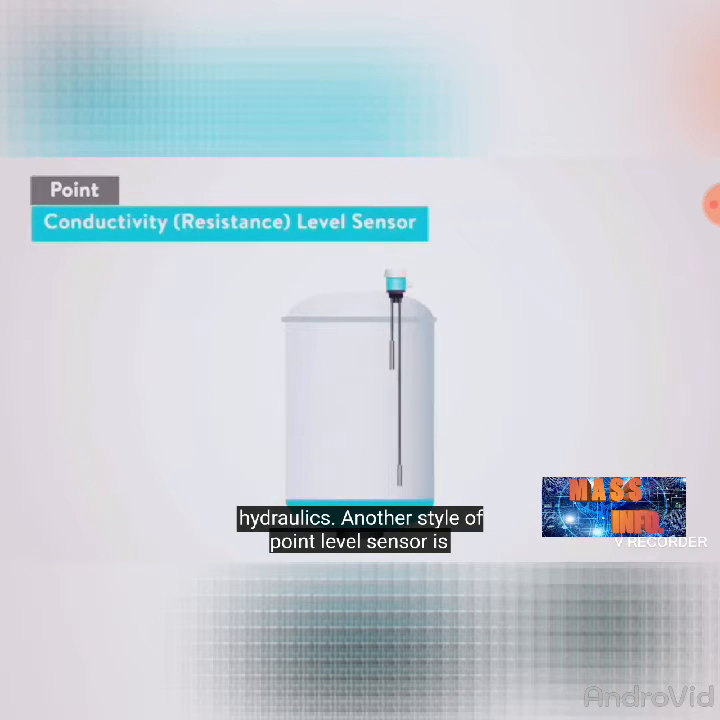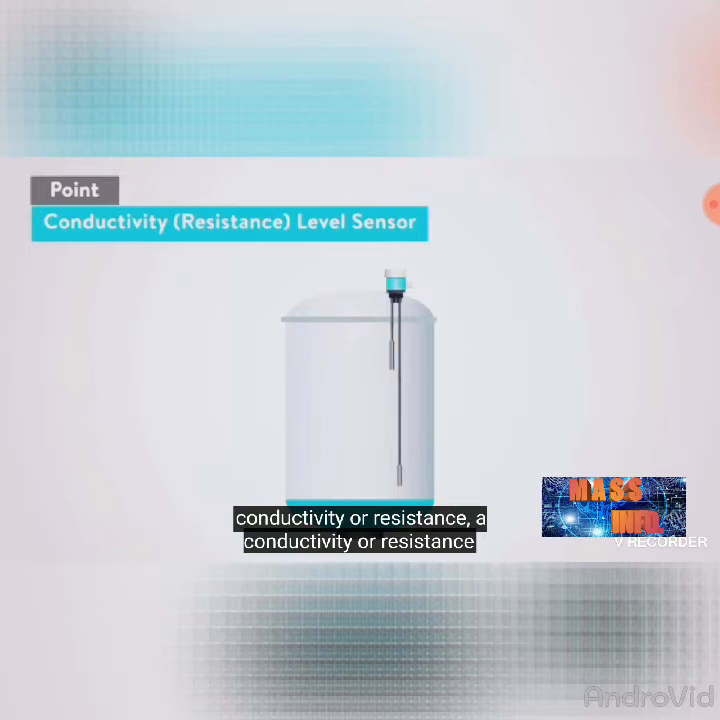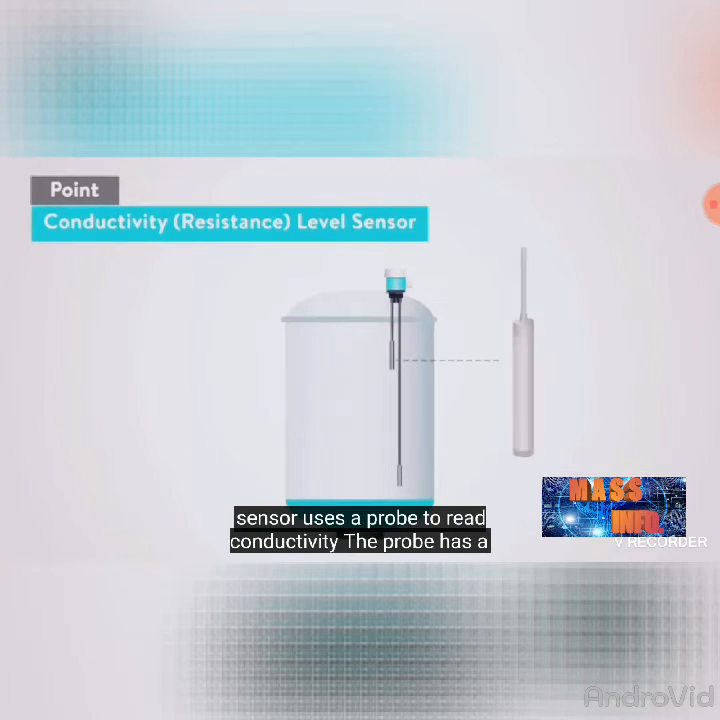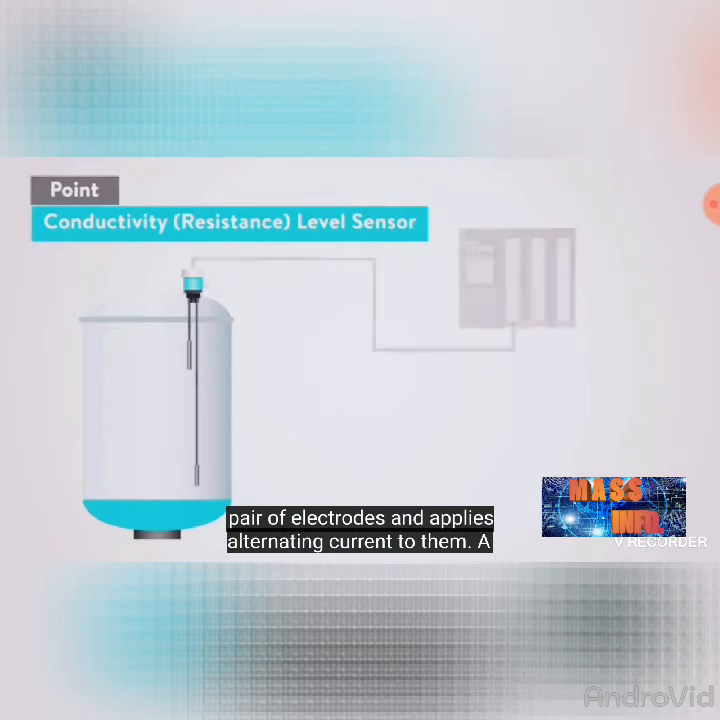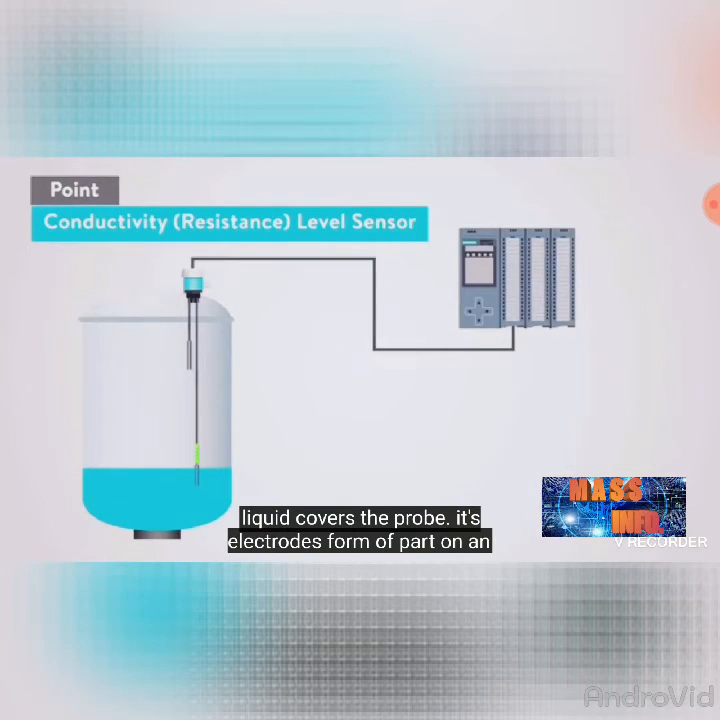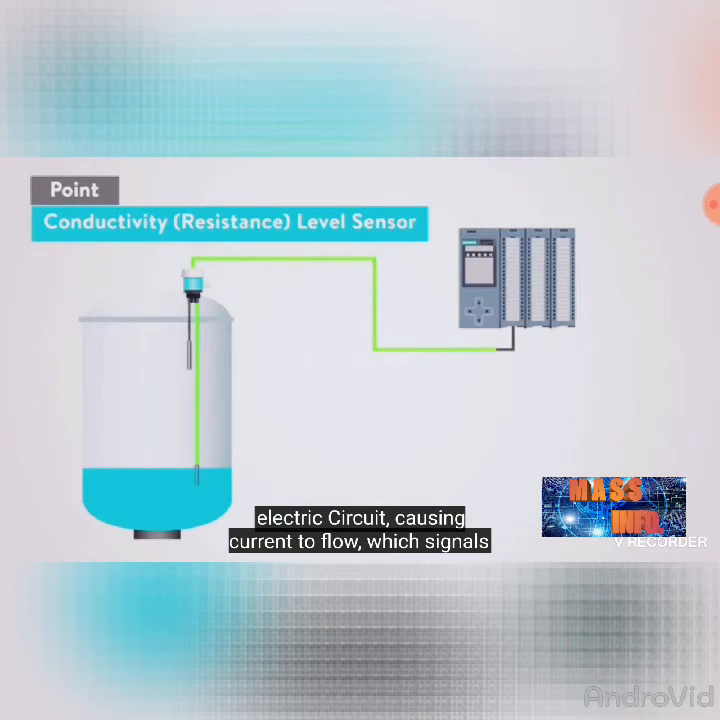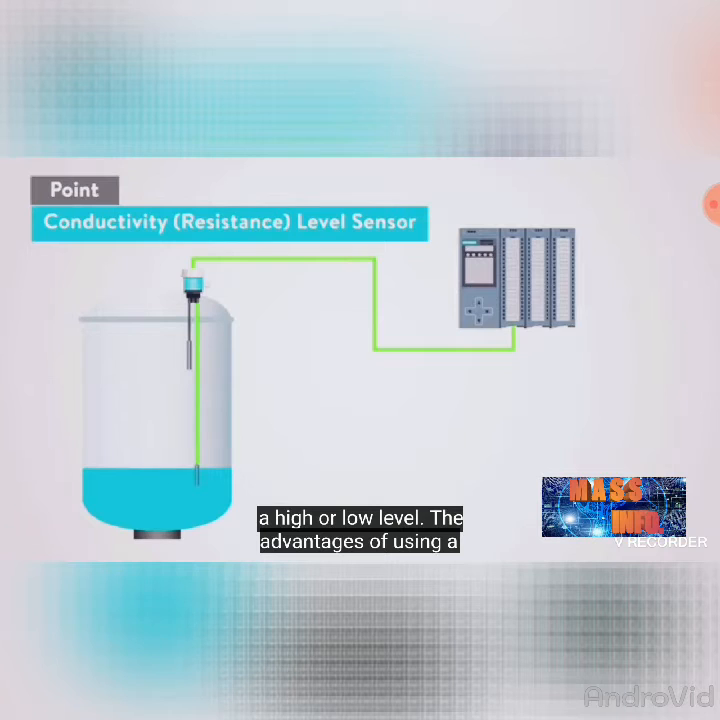Another style of point level sensor is conductivity or resistance. A conductivity or resistance sensor uses a probe to read conductivity. The probe has a pair of electrodes and applies alternating current to them. When a liquid covers the probe, its electrodes form a part of an electric circuit, causing current to flow, which signals a high or low level.